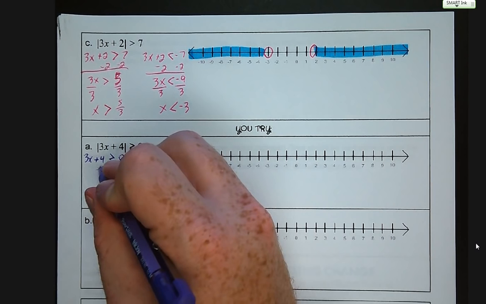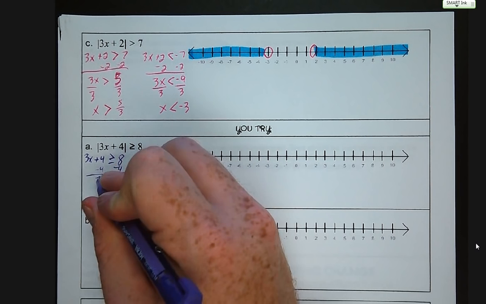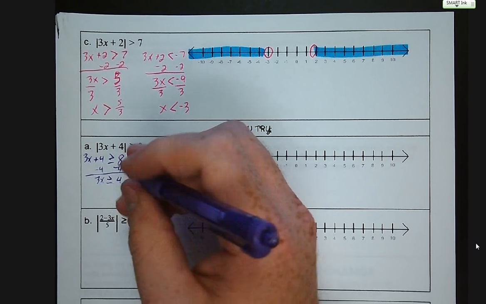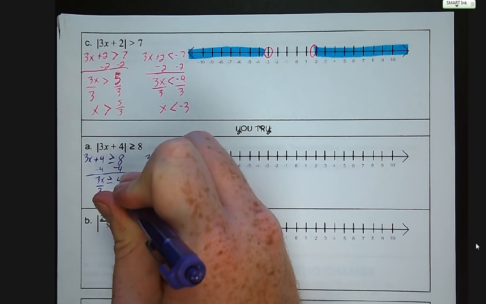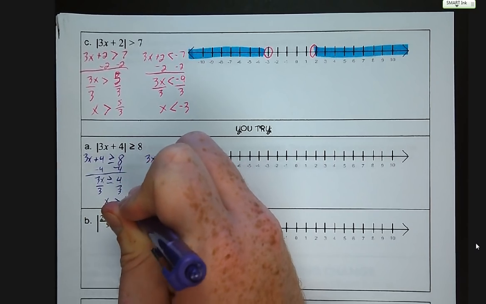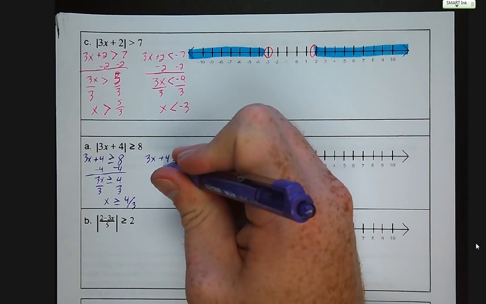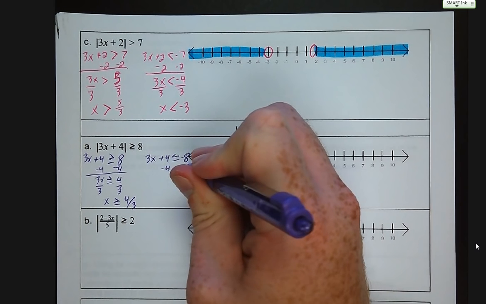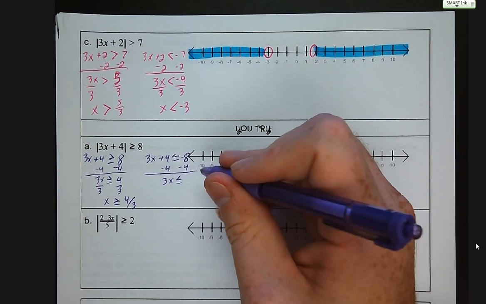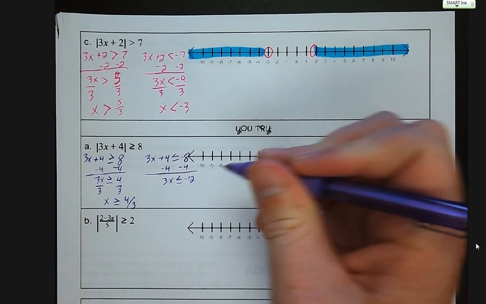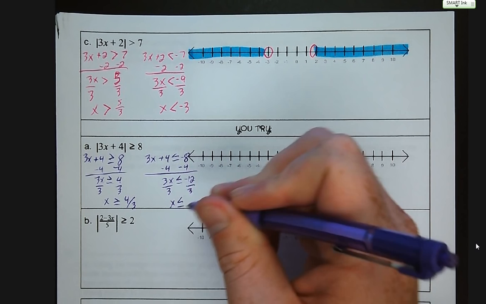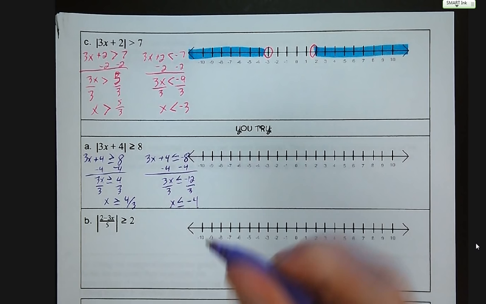Minus 4, minus 4. 3x is greater than or equal to 4. Divide both sides by 3. x is greater than or equal to 4/3. On the other side, we're going to subtract 4 from both sides of our equation. 3x is less than or equal to -12. Divide both sides by 3. x is less than or equal to -4.